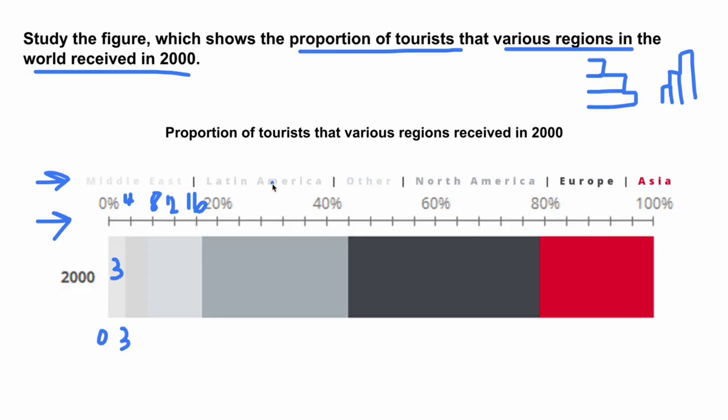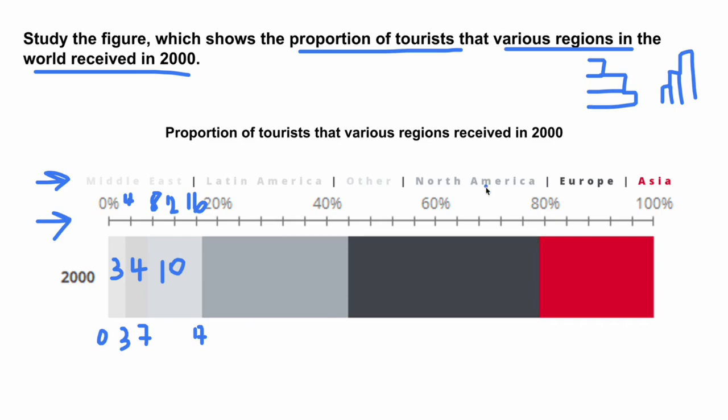Then let's look at Latin America. This is about 7. So 7 minus 3 gives me 4%. Let's look at others. This is about 17%. So 17 minus 7 would give me 10%. So that's what we can do across all these regions here. We can calculate the percentage figures.